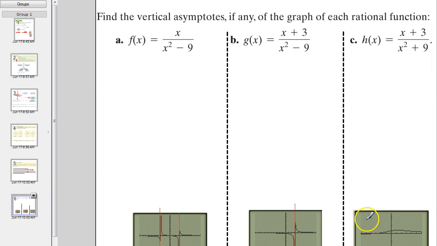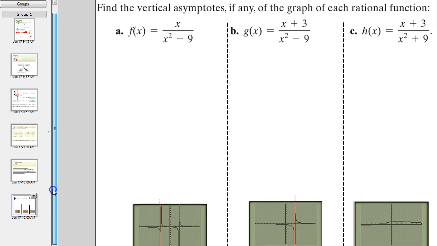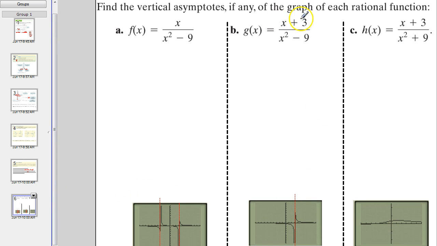Alright, so look at these three graphs right here. This is x divided by x squared minus 9, what we saw before. There's our vertical asymptotes. Let me move this down a little. This is x plus 3 divided by x squared minus 9. Alright, and then this is x plus 3 divided by x squared plus 9. Again, we don't see any vertical asymptotes.